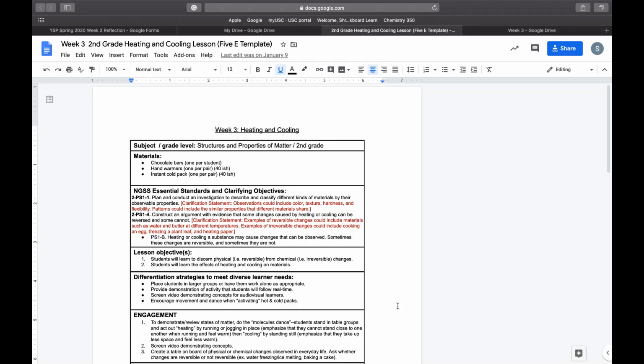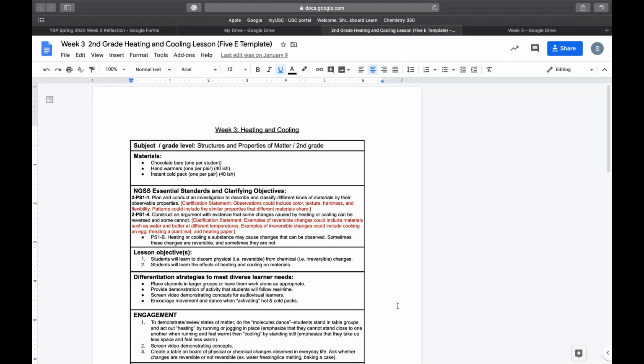So the premise of this lesson is each kid gets a chocolate bar, and we're taking the chocolate bar and melting it with a heat pack and then freezing it with a cold pack. But you don't say that you're melting or freezing it. That's for them to figure out what's going to happen. But just that's what happens, hopefully.